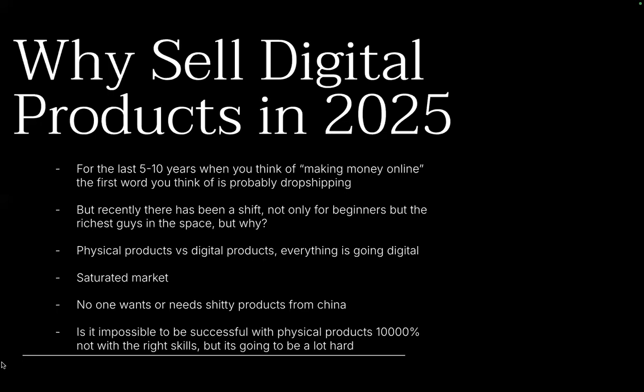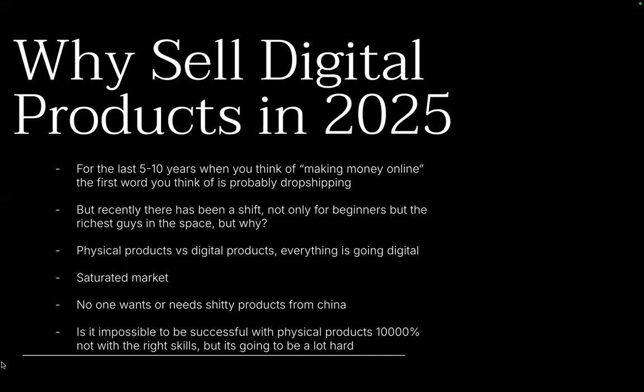Now, with digital products, the more money you make is decided by the more value and the bigger the problem you can solve. So with that, I want to show you a few examples of two of the biggest guys in the space who were in the drop shipping space and have now shifted to digital products. But first off, I do just want to say, is it impossible to be successful with physical products in 2025? 1,000% not. Definitely not.